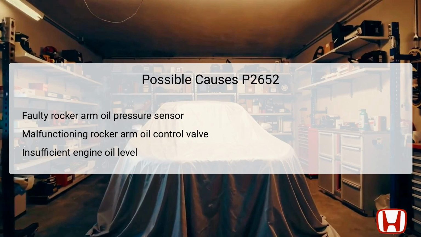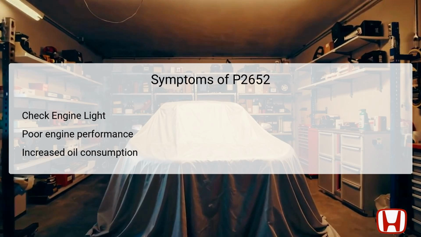The symptoms related to DTC P2652 can significantly impact the driving experience. One common symptom is the illumination of the check engine light, alerting the driver to a potential engine issue. Additionally, drivers may notice poor engine performance characterized by reduced power and responsiveness, particularly when accelerating. Increased oil consumption is another potential symptom, indicating that the oil may not be circulating effectively due to issues with the rocker arm oil control valve or sensor malfunctions.